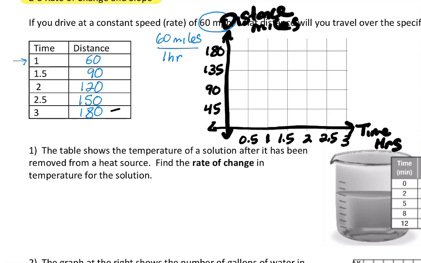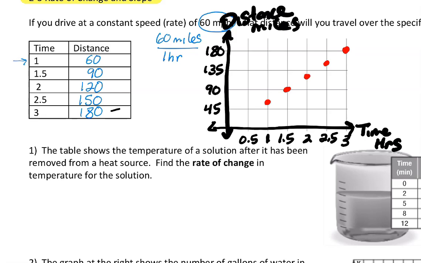So then graphing our points, we'd graph the point (1, 60). So that's right about here maybe, (1, 60). We'd have (1.5, 90), (2, 120). 120 is about here. (2.5, 150) is about here. And (3, 180) is about here. So that would be our rate of change.